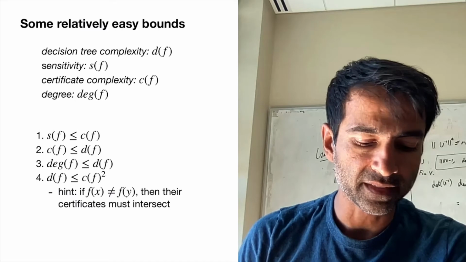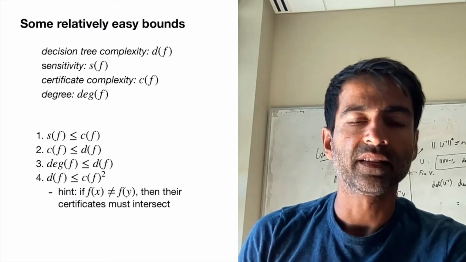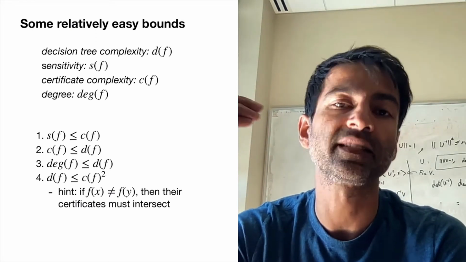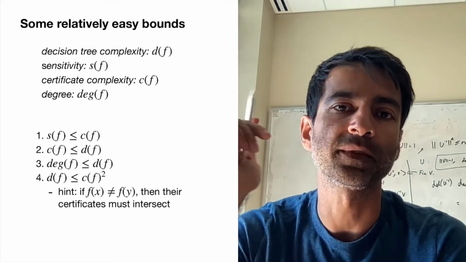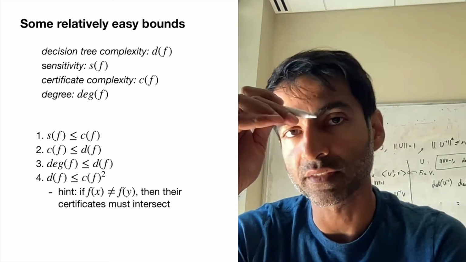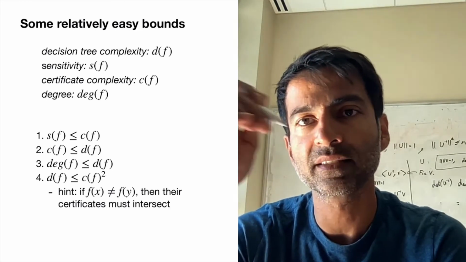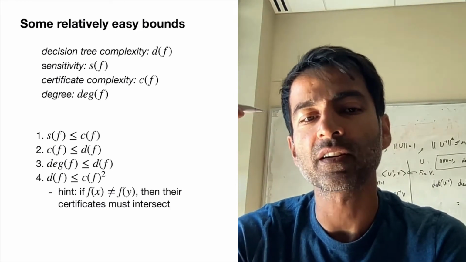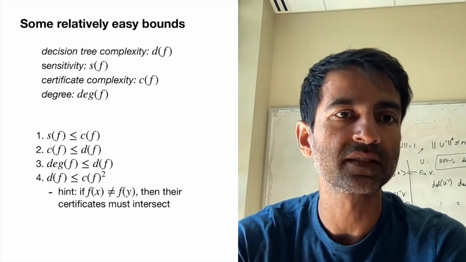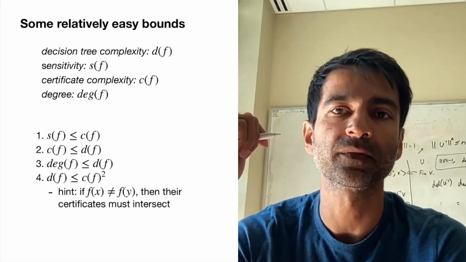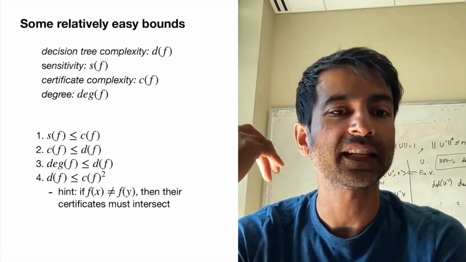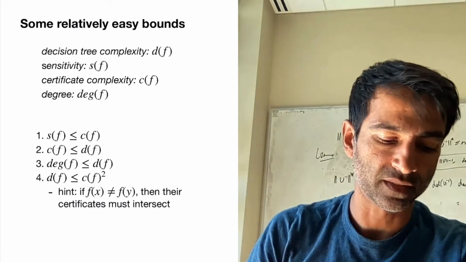And to do this, the hint is that if f of x is not the same as f of y, then the certificates for x and the certificates for y must intersect. Okay, this is an observation that you can prove. And that means that if you query all of the coordinates in the certificate for x, then you are actually querying at least one coordinate from the certificates for many, many other inputs. All the inputs that have a different value from x. So that's a hint. So try to use that hint to prove this bound.